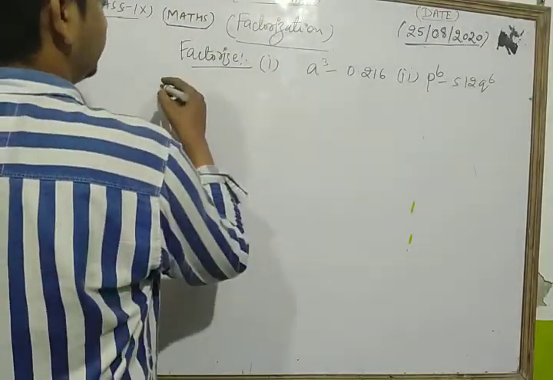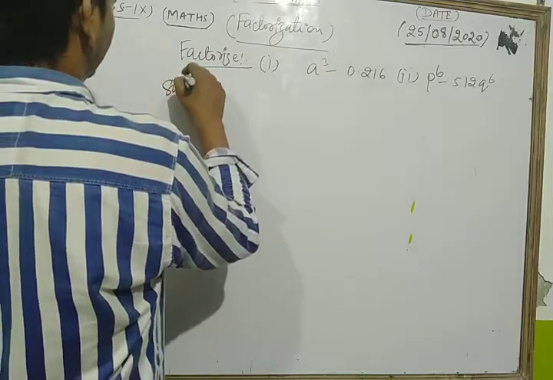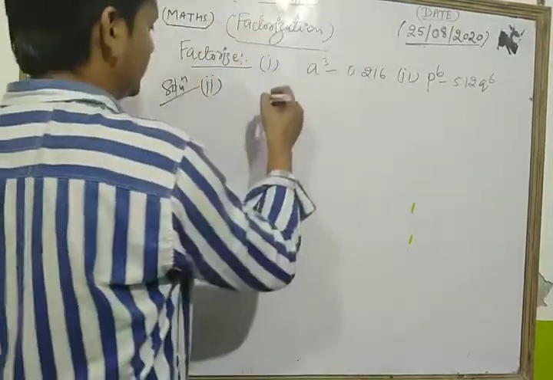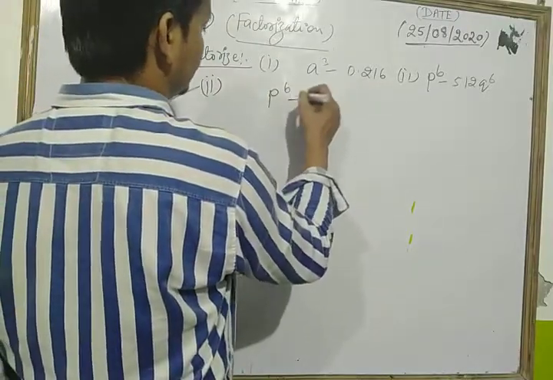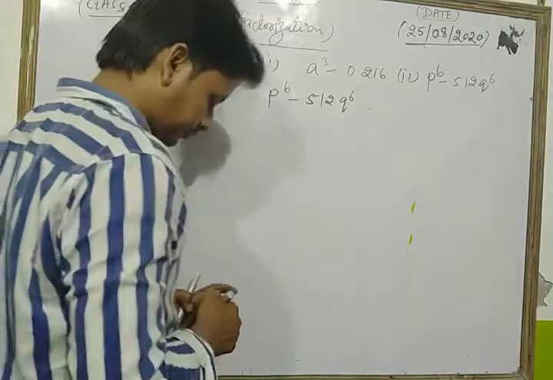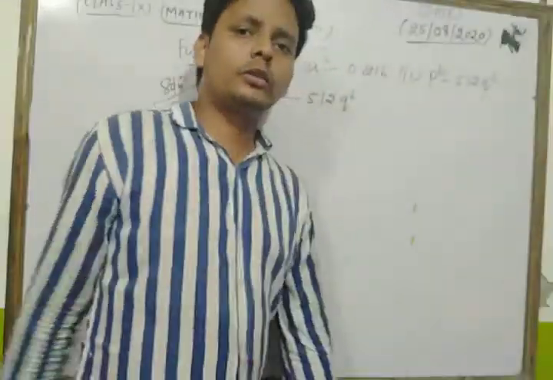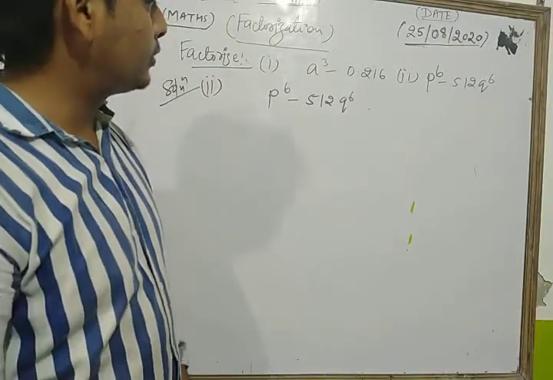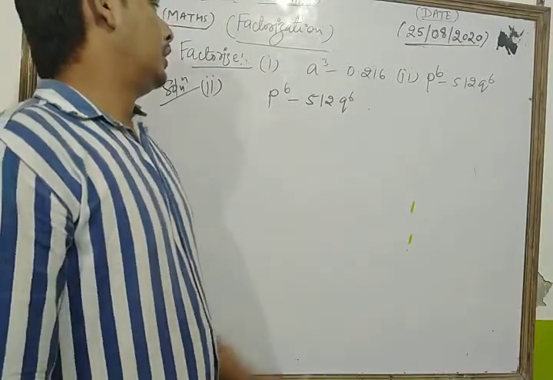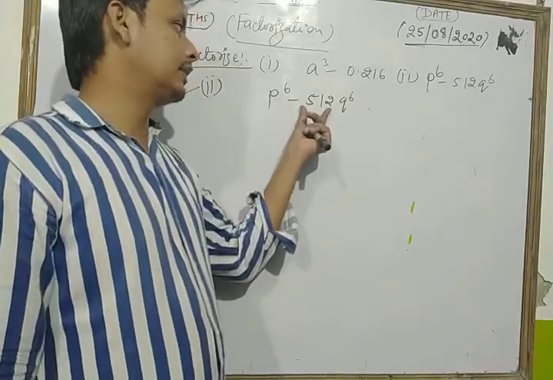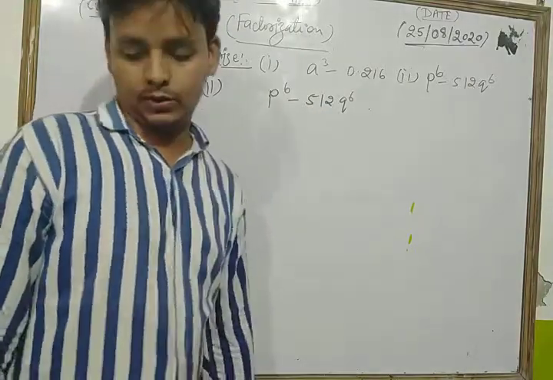Let's take the second part of this question. This is also one of the most important questions of your NCERT exercise, dear students. It is p to the power 6 minus 512 into q to the power 6.